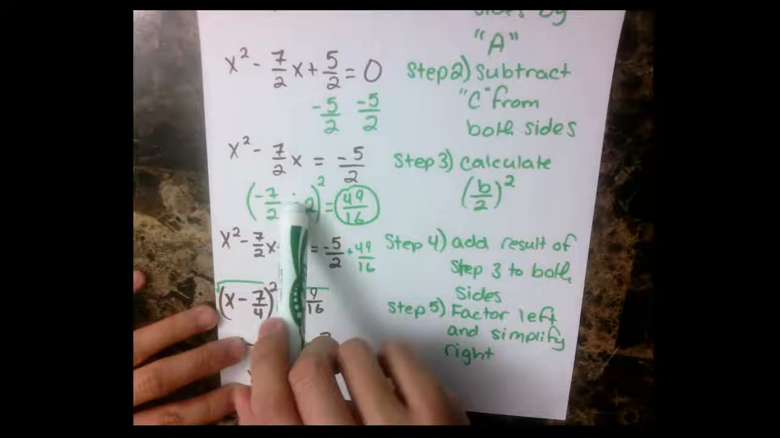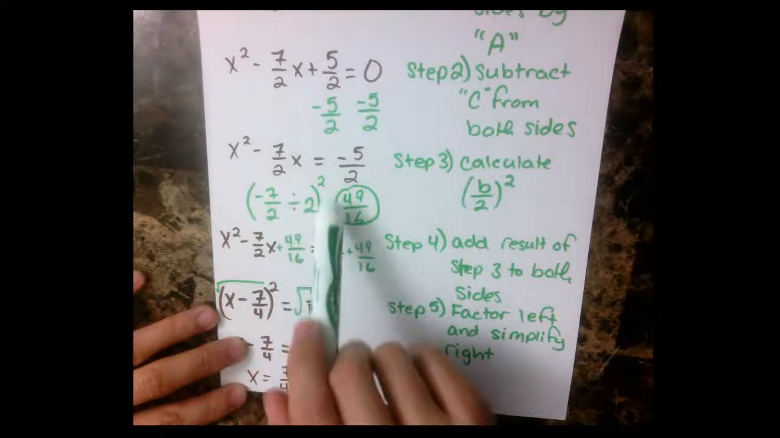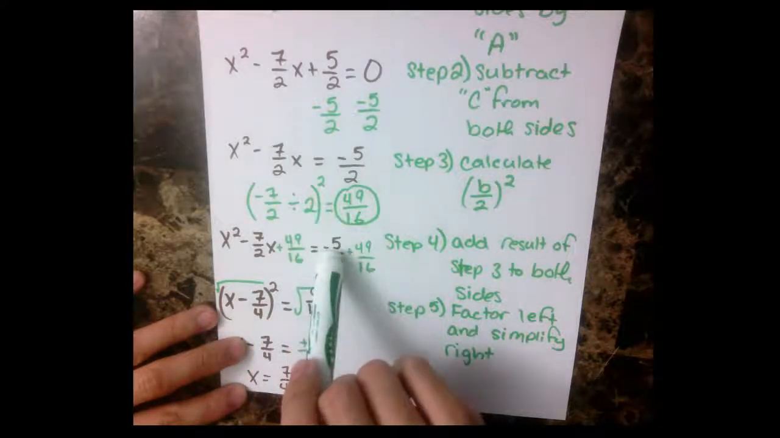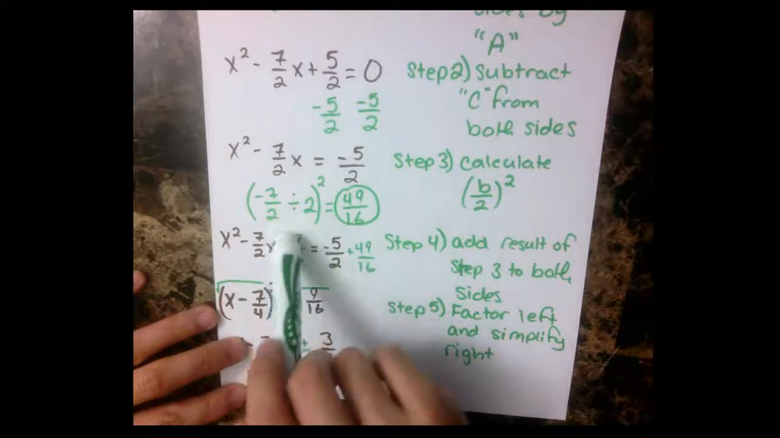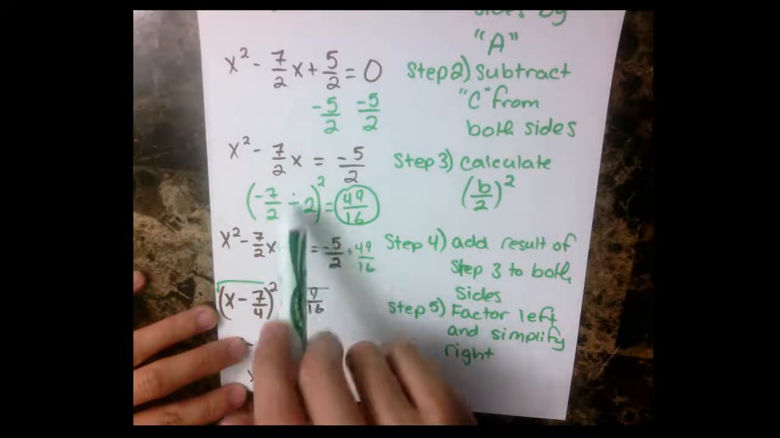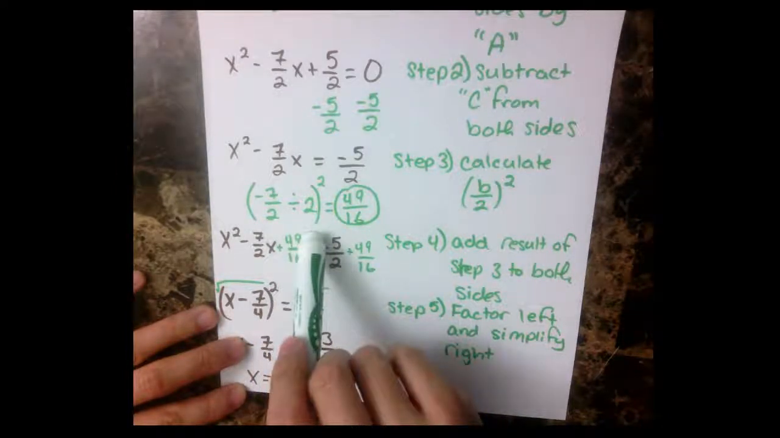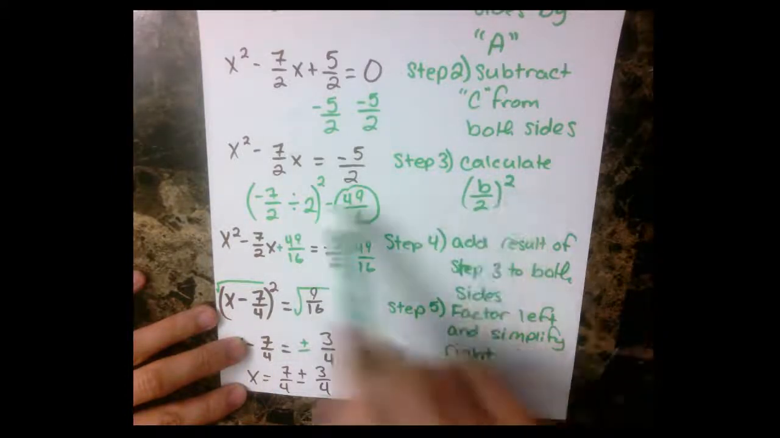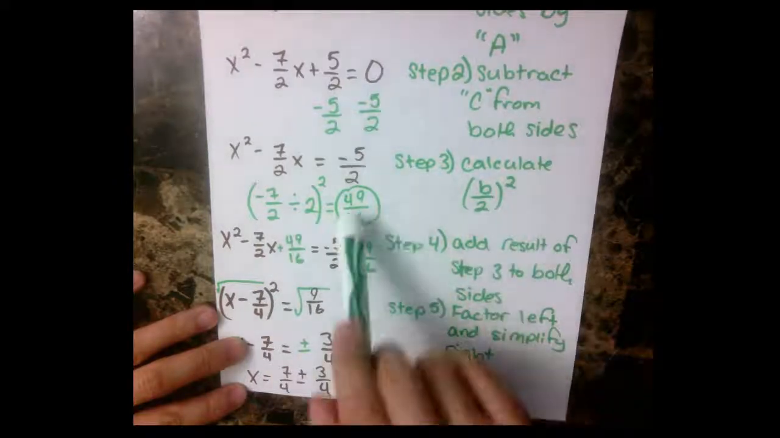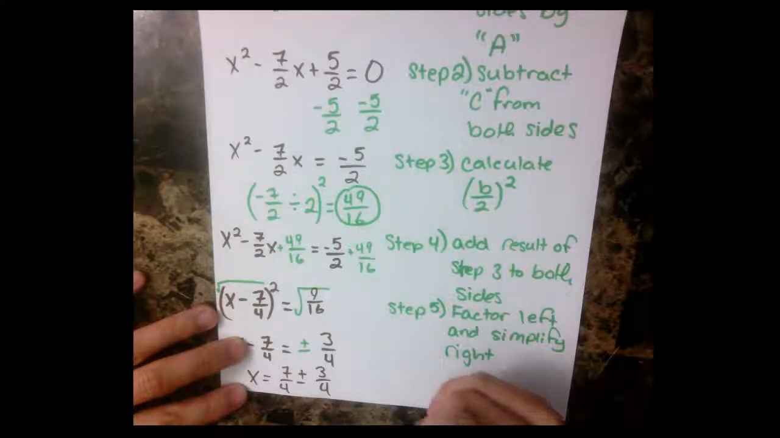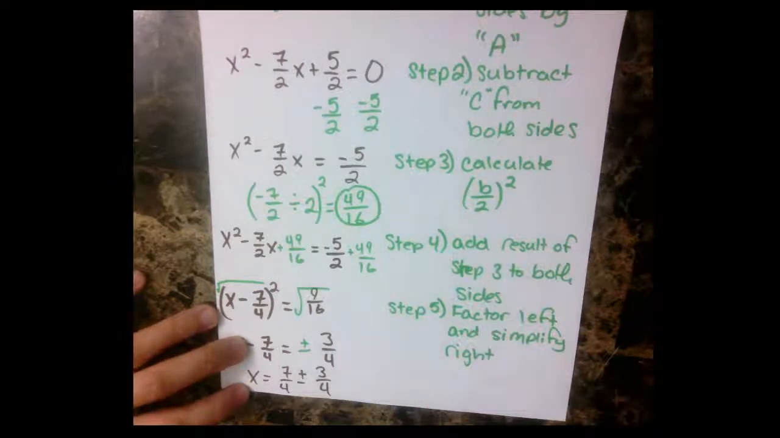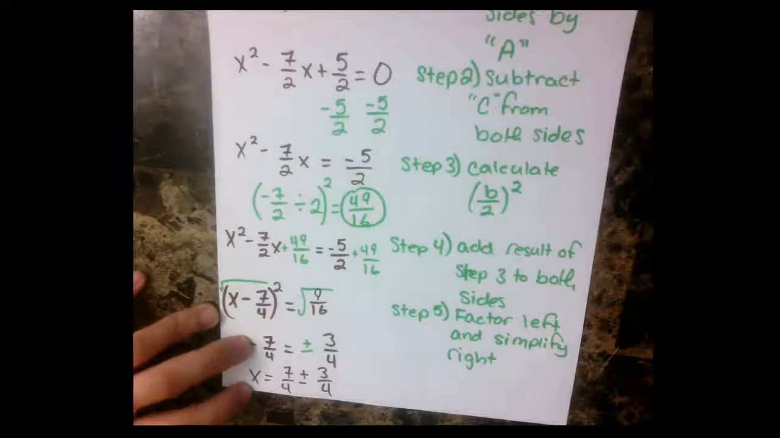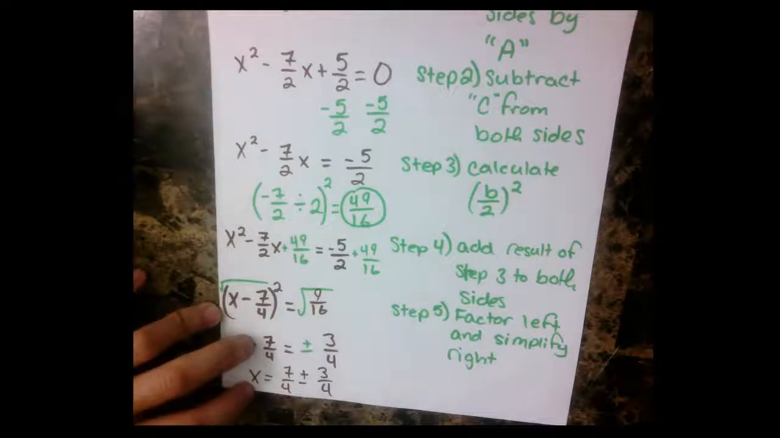Negative 7 halves divided by 2 is negative 7 over 4. Okay, negative 7 over 2 divided by 2 is negative 7 over 4. Negative 7 over 4 squared is 49 over 16. Okay, the book actually skips this step, which is why I skipped this step too, but let me go ahead and show you guys just in case that was weird for you. So there's a quick review on fractions.